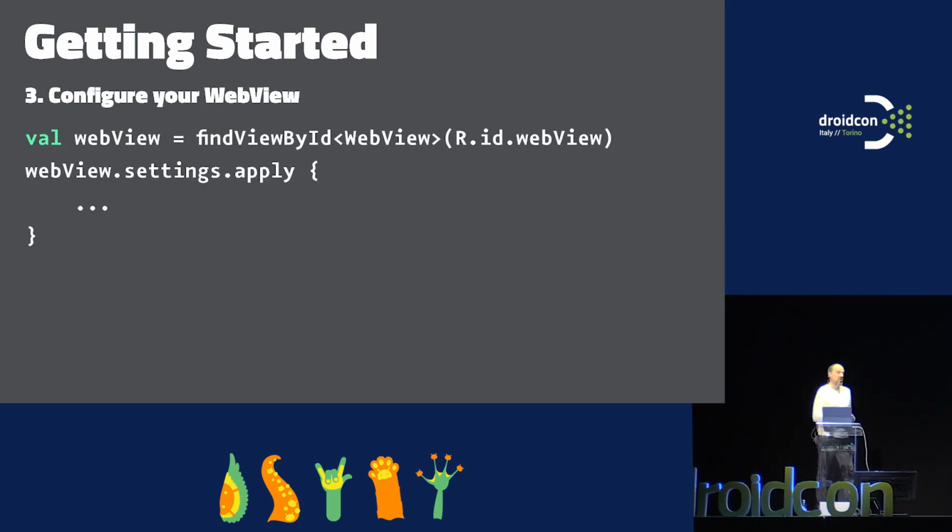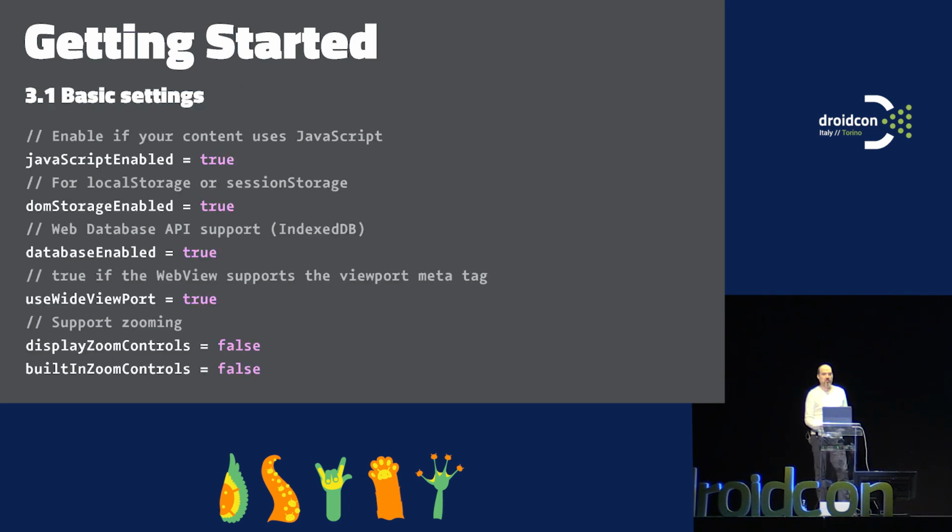Third step, you want to configure your WebView. And this is where people often confuse things because the names of the settings are not very obvious and can be a little bit tricky to get right. So we start with the basic settings. If your WebView contains JavaScript, you do want to enable that one. Make sure you know if you need JavaScript or not.